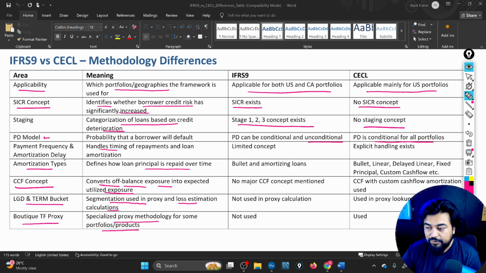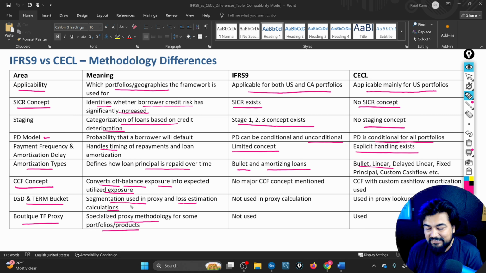Then payment frequency and amortization delay are very limited concepts. They are not much used in IFRS 9. It's explicitly handled in CECL modeling. Okay. Then we'll talk about amortization type. So here there are only bullet and amortization loans basically. While in CECL, they have bullet, linear, delayed linear, fixed principal and so many cash flow concepts.